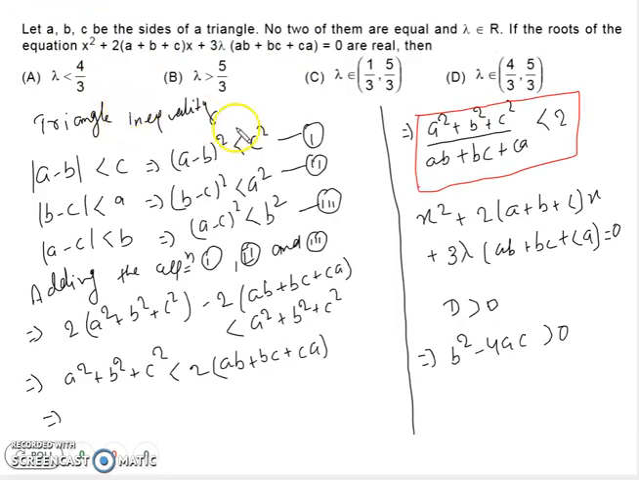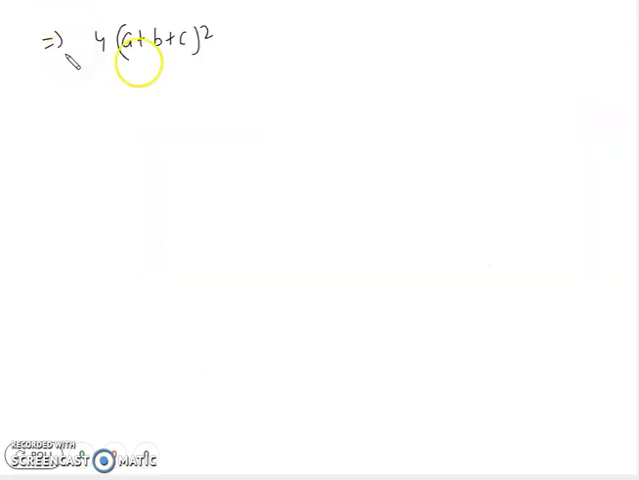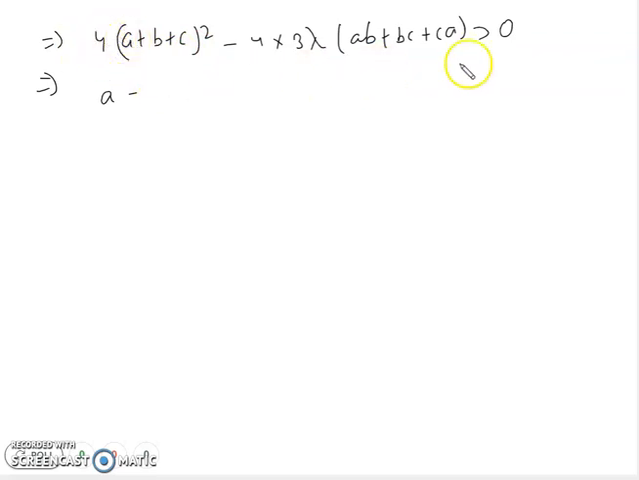Now we can write here (a plus b plus c) whole square, and now we can write minus 4 into 3 lambda into (ab plus bc plus ca). ab plus bc plus ca is greater than 0, right? Okay, guys, after taking the common 4, I am going to open this bracket, and we will send this 4 into the RHS, and it will become 0 by 4, so it is equal to zero, right?